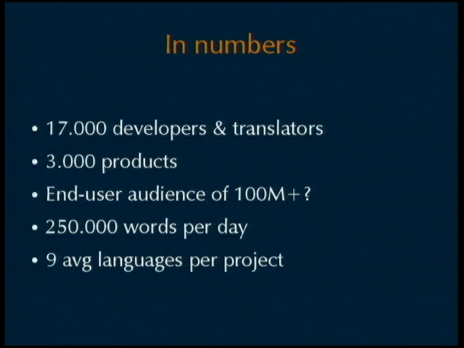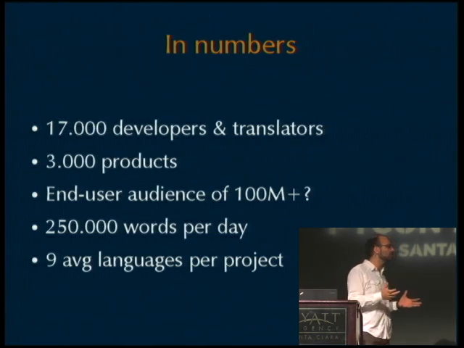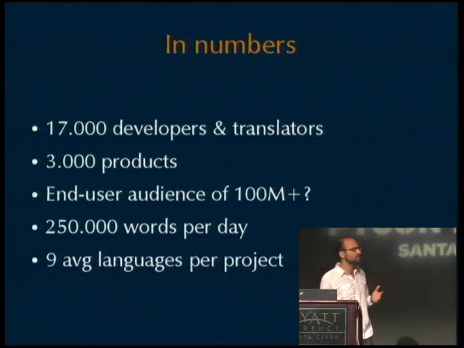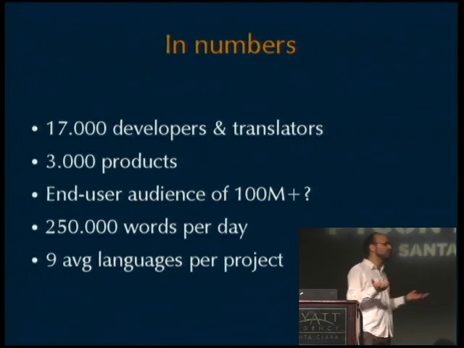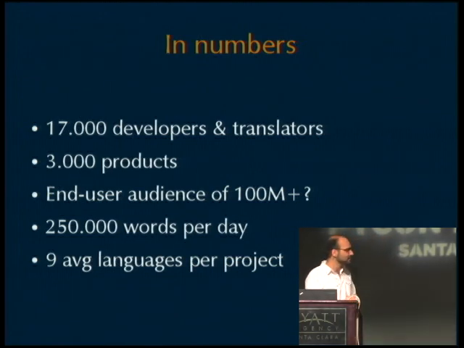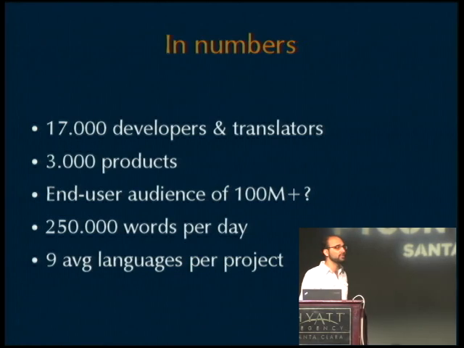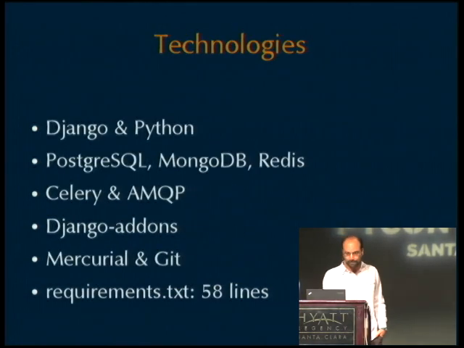Some context to see the size of the project. We started as a Google Summer of Code project, actually, and it turned out to be a profitable company. There are 17,000 people using our service, 3,000 projects in total. Users that read translatable content from Transifex is probably around 100 million, probably more. We have no way to count it. And there are 9 average languages per project on Transifex.